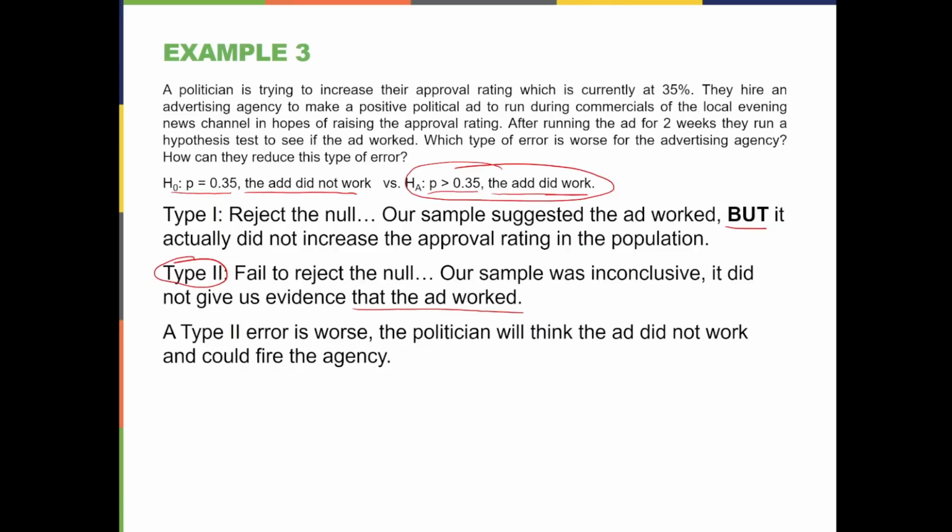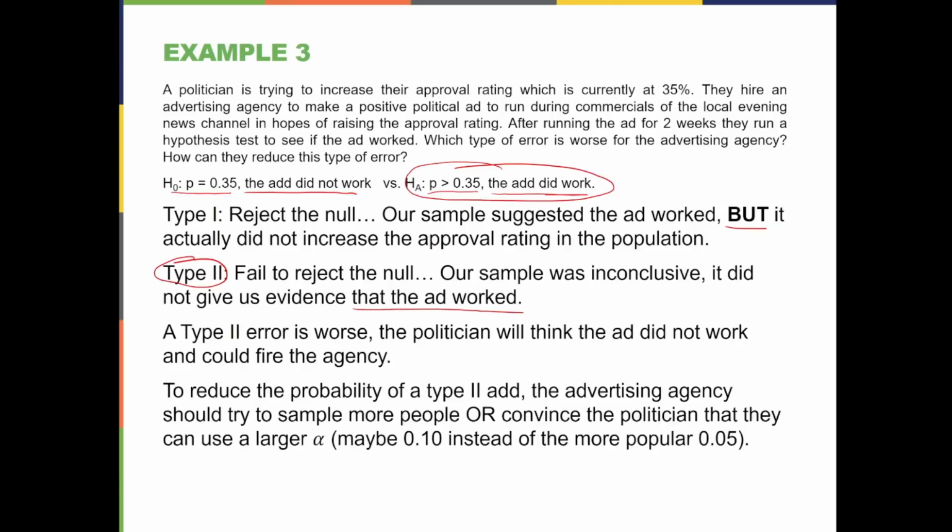So, what can the ad agency do to avoid a type 2 error? Well, if we look back at the last slide, we know that we can reduce the probability of a type 2 error by either sampling more people, increasing the sample size, or convince the politician that they can use a larger alpha, maybe 10% instead of the more popular 5%. So there's two ways to reduce a type 2 error. Pick a larger alpha, which will reduce beta, or sample more people.